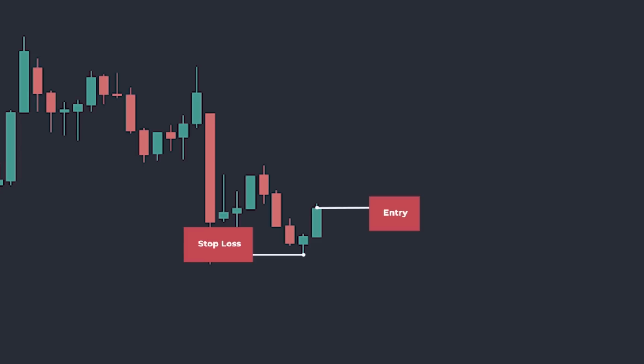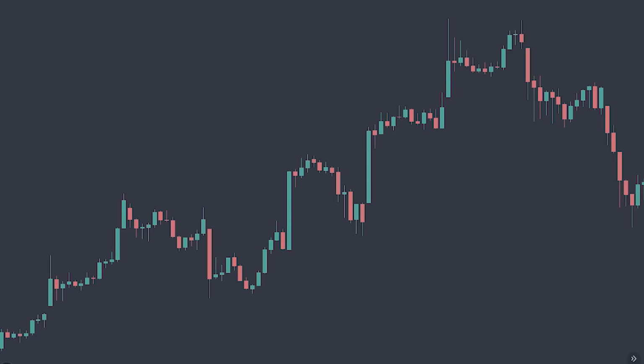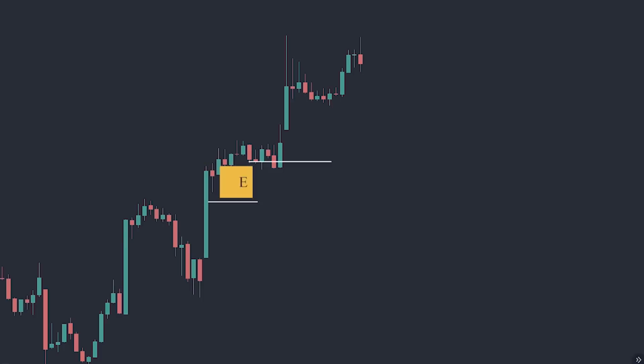Here you can enter at the green candle, your stop loss is going to be below the Morningstar, and the target would be the next resistance that we have, right? And that's how the price has gone up, and you can book your profits near the next swing high, and you can even trail your stop loss.